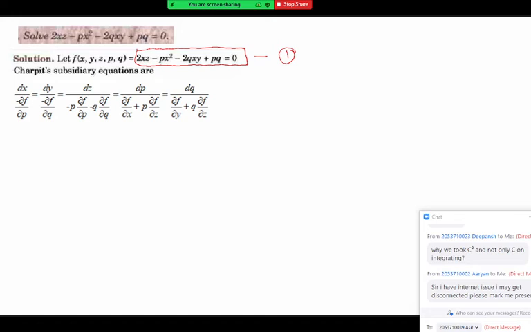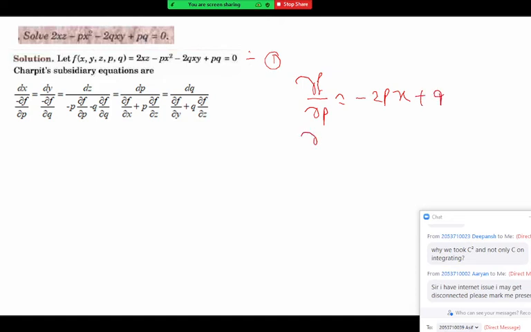So we want all these values again. Can you tell me dou f by dou p? Sorry, I wrote it wrong. This is equation 1. I want dou f by dou p. Dou f by dou p is minus x square plus q. Good. Dou f by dou q is minus 2xy plus p. Okay. Dou f by dou x.